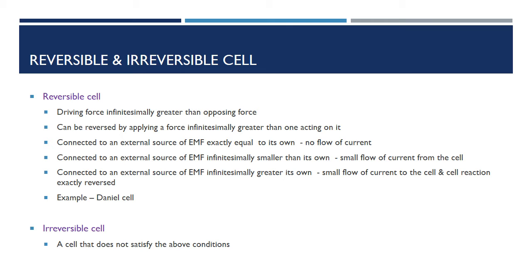For example, if we connect an external source of EMF exactly equal to that of the cell, no flow of current occurs. If the external source of EMF is slightly smaller than that of the cell, a small flow of current from the cell occurs. On the other hand, if the external EMF source is slightly or infinitesimally greater, then a small flow of current occurs to the cell and the cell reaction is exactly reversed. The Daniell cell that we discussed previously is an example of a reversible cell. An irreversible cell is a cell that does not satisfy the above conditions.